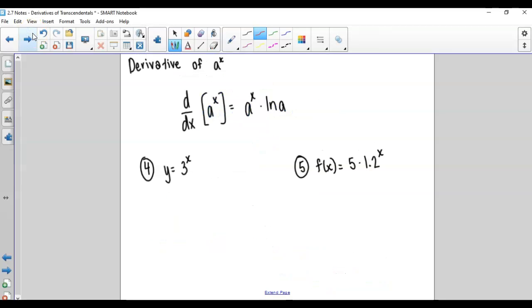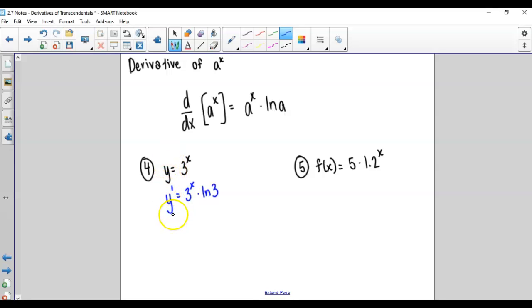The derivative of a to the x is going to be a to the x times natural log of a. So if we're looking for the derivative of number 4 here, I'm going to introduce a little bit new notation. Whenever you have y equals instead of f of x, there are a couple ways that we can write this when we take the derivative. One is just to say that this is y prime. And so for this one, if we follow this pattern, we'd have 3 to the x times the natural log of 3. So that a right there is just your base.